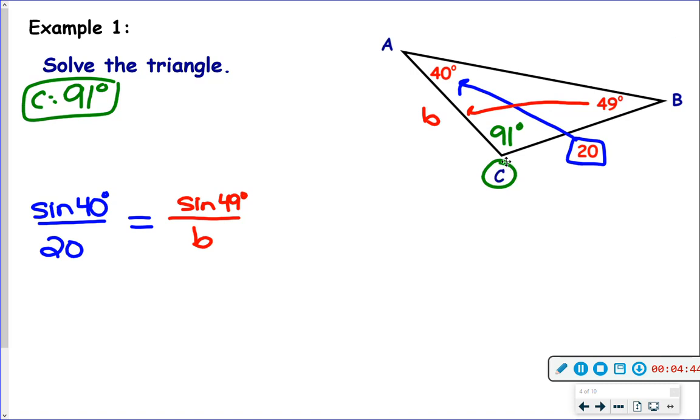Now, old school, algebra 1. Do you remember how to solve a proportion, 2 fractions set equal? Use a little cross multiply. We're going to multiply on the diagonals. Doesn't matter which diagonal you do first. I'm going to do this one because I feel like it. Now, I like the variable first. I don't know, it's just how I do it. So I'm going to put the b down and then sine of 40. I'm going to do my other diagonal, 20 sine of 49.